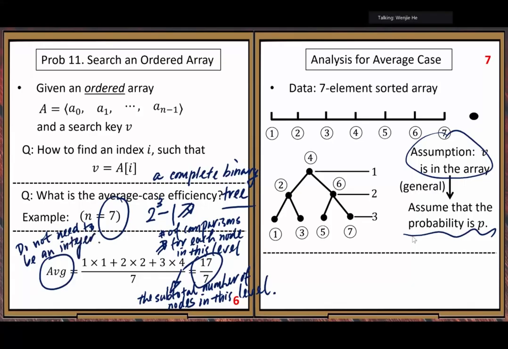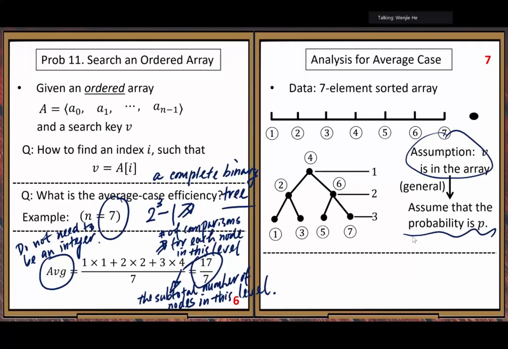Just leave this fraction as your final answer. Otherwise, if you round it up or round it down, you will lose some points, because conceptually it is wrong. All right, so we complete this topic. That's the way we calculate the average case efficiency.